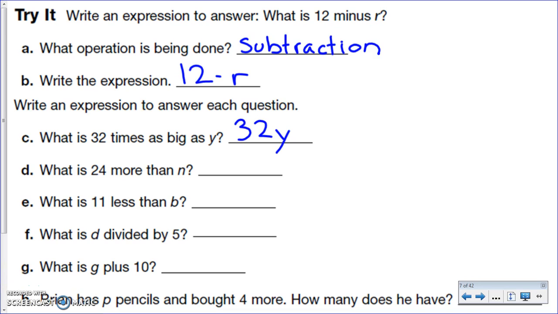For D, what is 24 more than n? We know more than is addition, so we're going to do 24 plus n. For E, we have what is 11 less than b? So we know we're subtracting, and we want 11 less than b. So b is going to have to be first, so it's going to be b minus 11.